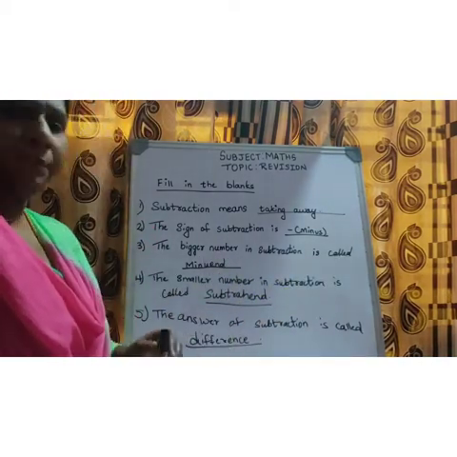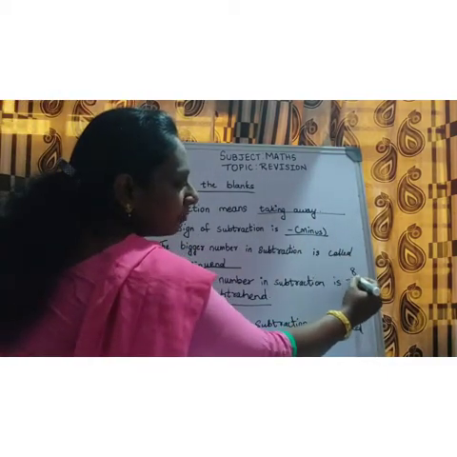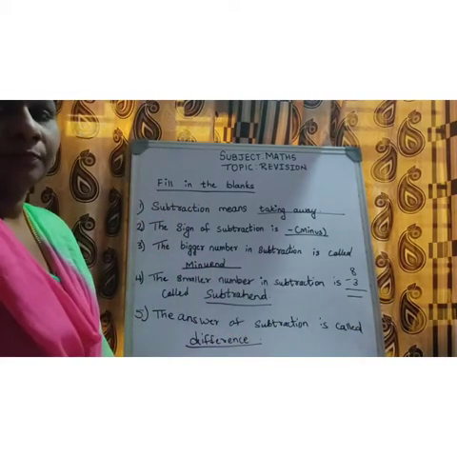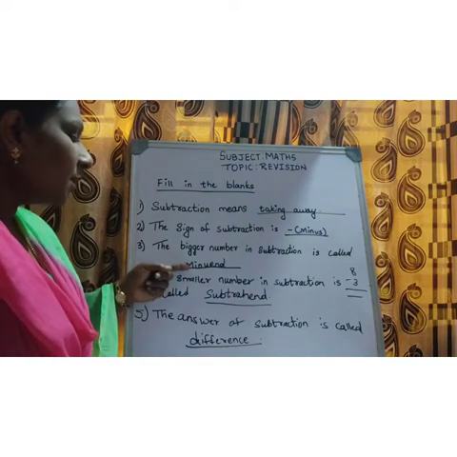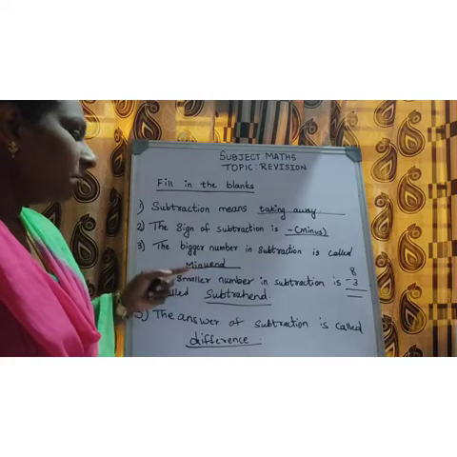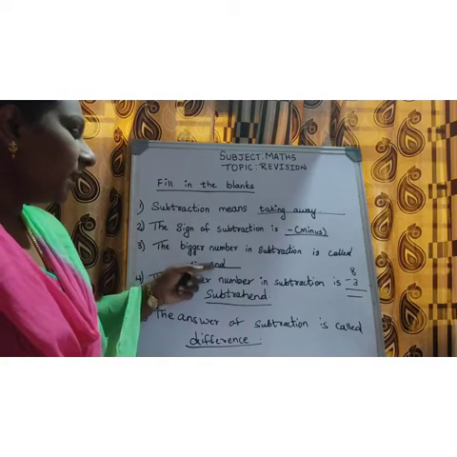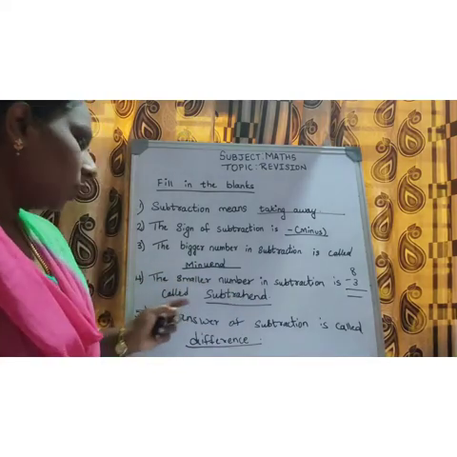The bigger number in subtraction is called what? For example, you're going to subtract 8 minus 3. So 8 is called as what? Minuend. Spelling for minuend: M-I-N-U-E-N-D. Minuend.